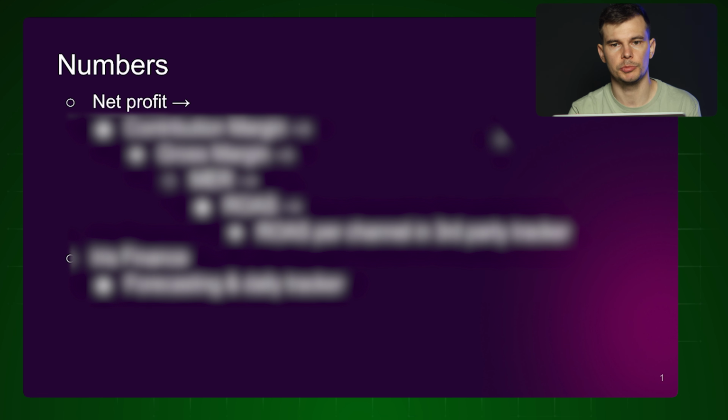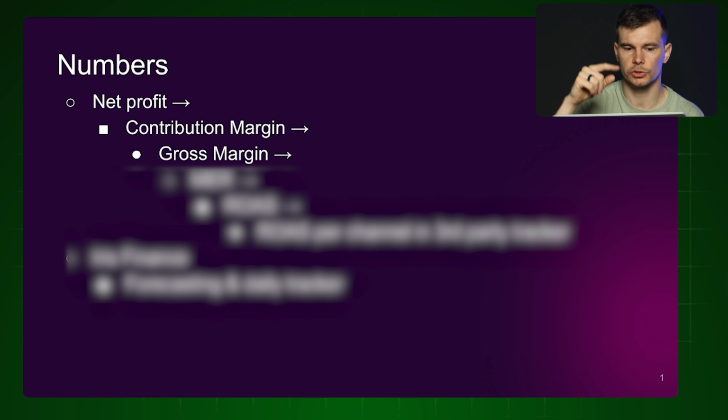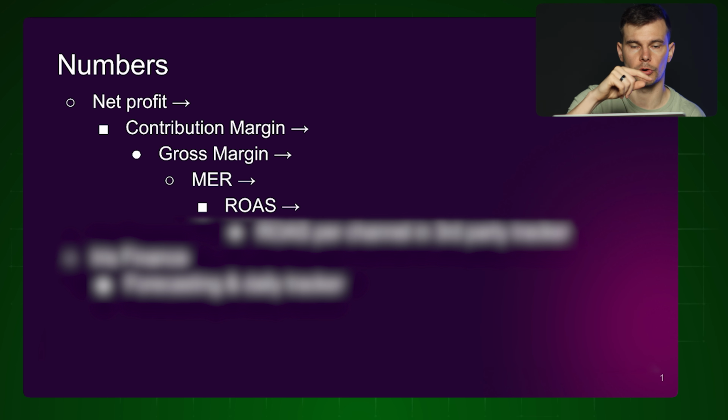So oftentimes people ask me, hey, what should my target ROAS be? But I tell them that's something that needs to be reverse engineered, and that depends on your target. So, in case you want 20% net margin, you want to go from there to contribution margin, to gross margin, to MER, and to ROAS. I did a video before on the difference between net margin, contribution margin, and gross margin, but you can check it in more detail.